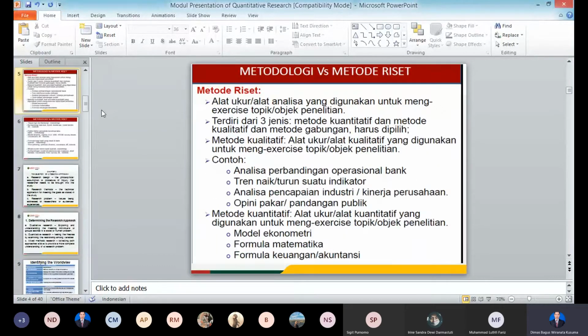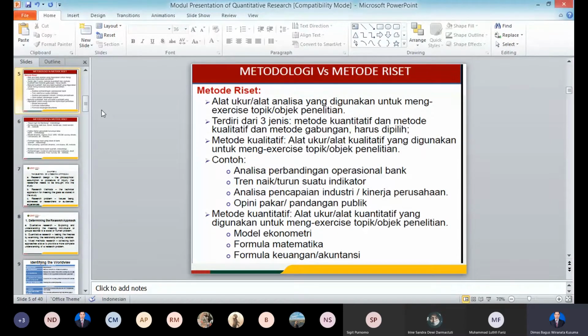The next one. Methodology and method are different. Method basically is the tools, while methodology refers to the worldview. Method refers to the tools or instruments to analyze a particular research topic. As with methodology, the method also has three different approaches: quantitative, qualitative, and mixed methods. Which one will you use?